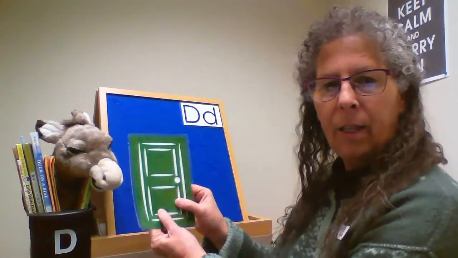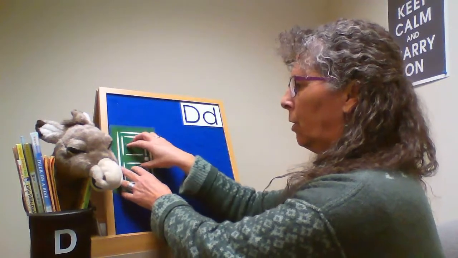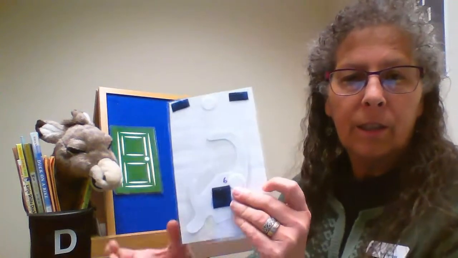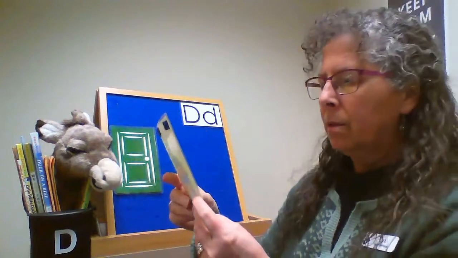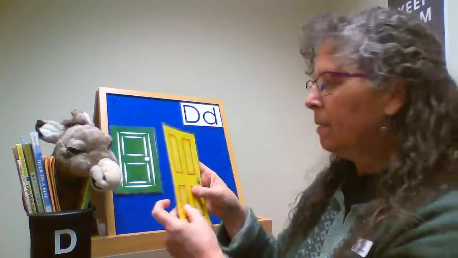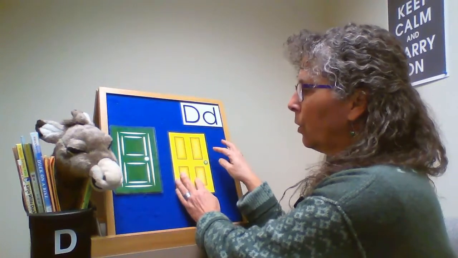One of the extension activities we have includes doors, because doors starts with letter D, and the magical part about these doors is that you're holding a flannel clip art piece behind the door, and the children don't really notice that when you're putting the doors on your board.